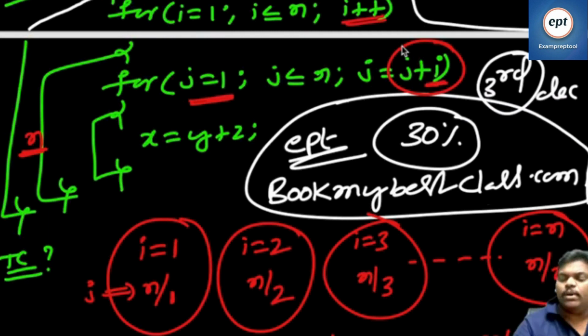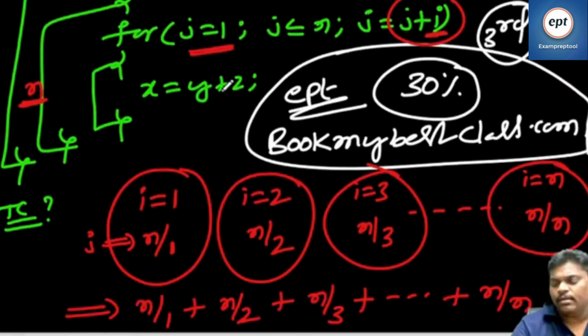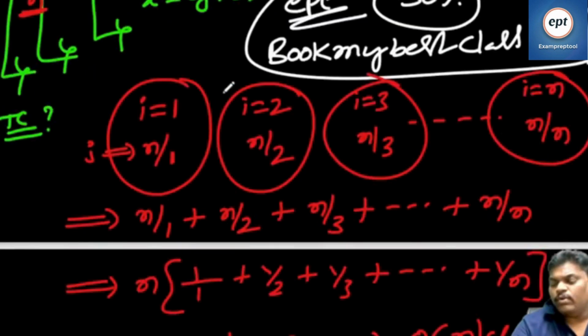Remember, these are two loops, inner loops, but there is a dependency. Dependency means you cannot do it alone. Whenever there is a dependency, you cannot do it alone.